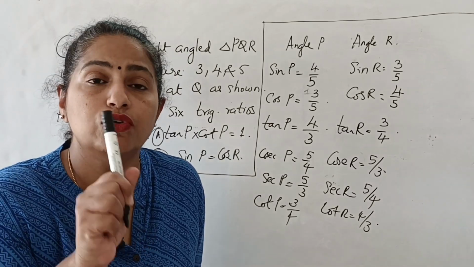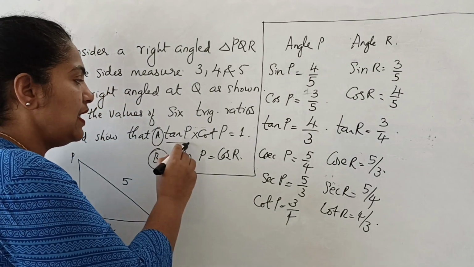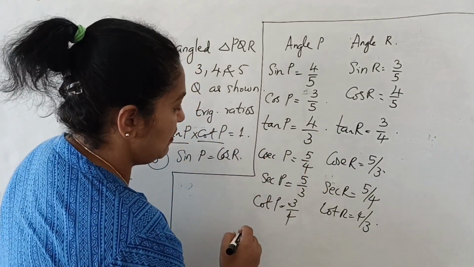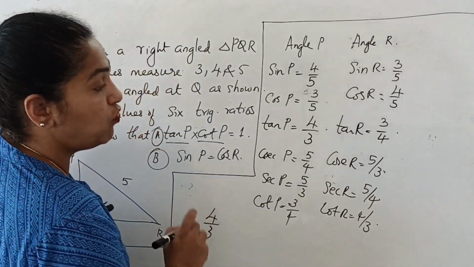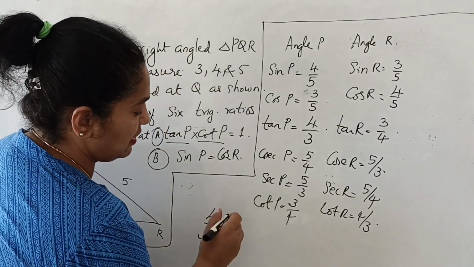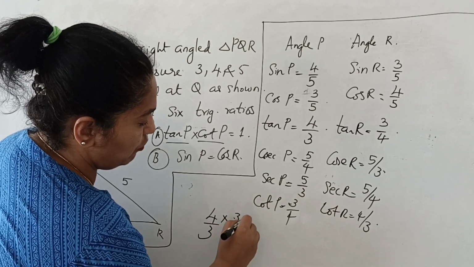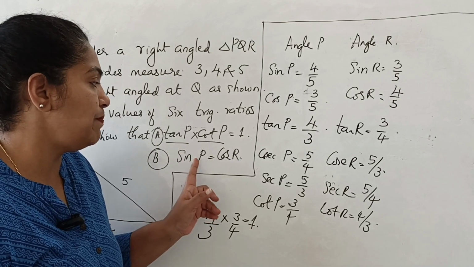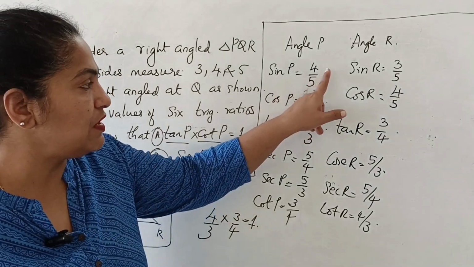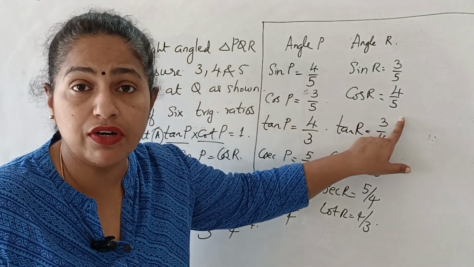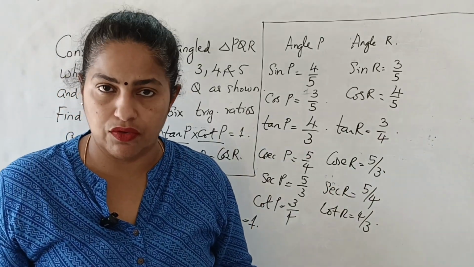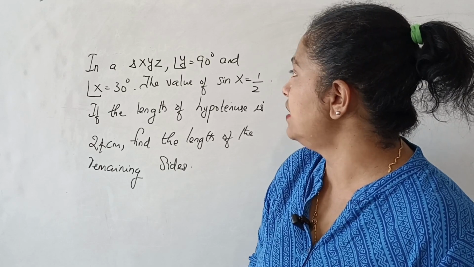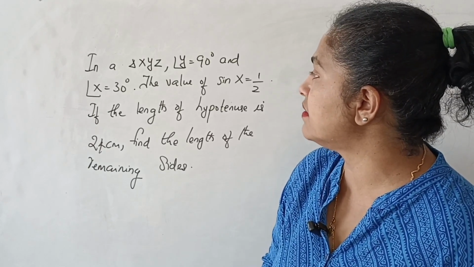Now I need to prove 2 more statements which say tan P into cot P should be 1. So what is the value of tan P? It is 4 by 3. What is the value of cot P? It is 3 by 4. It is obviously equal to 1. And I need to show sine P is equal to cos R. Sine P we got as 4 by 5. Cos R we got as 4 by 5. So they are equal.